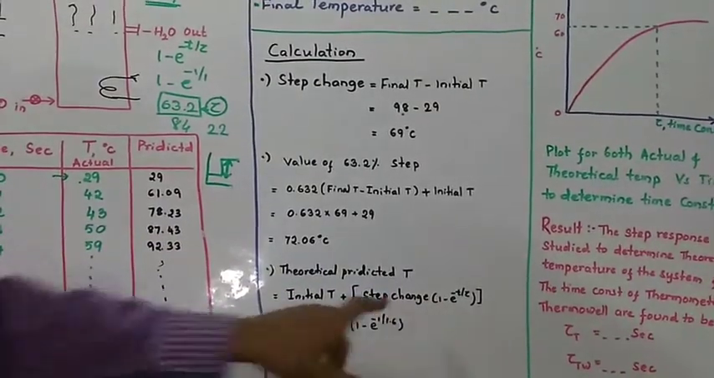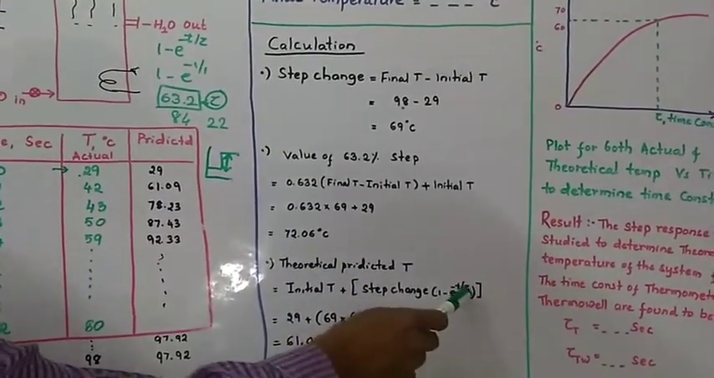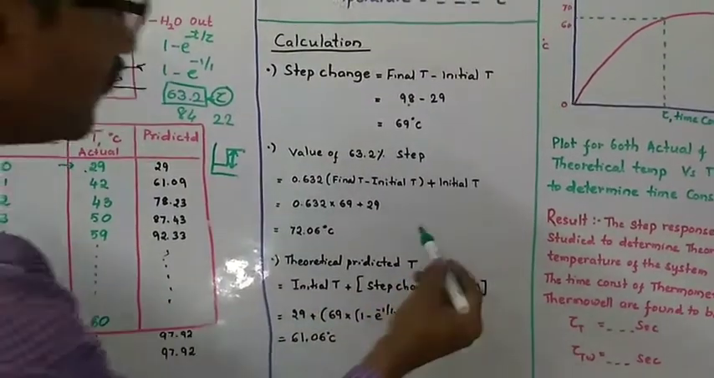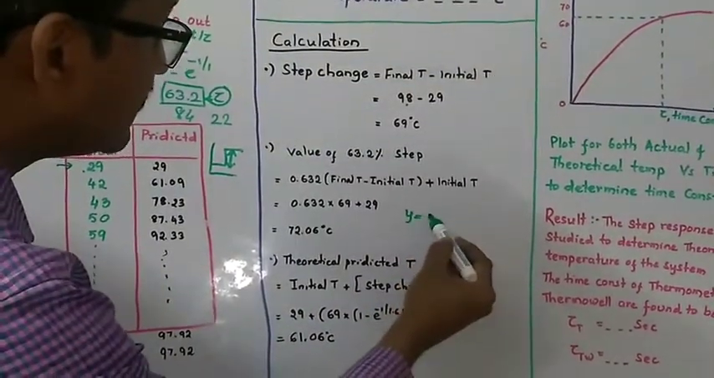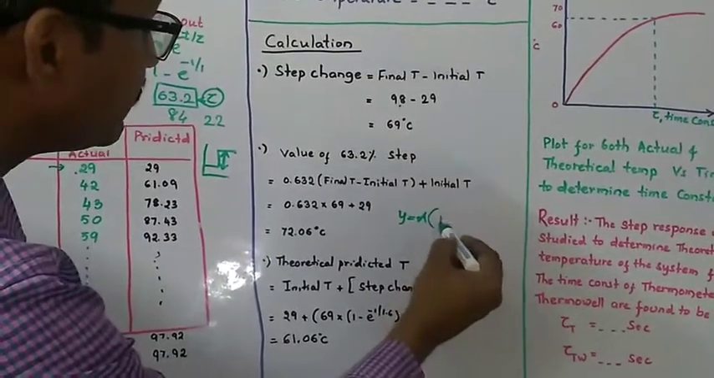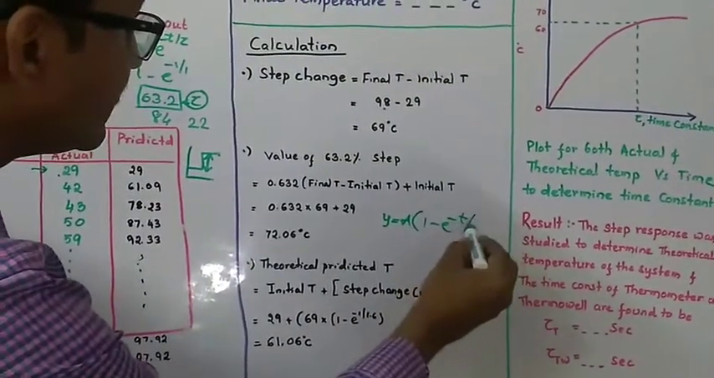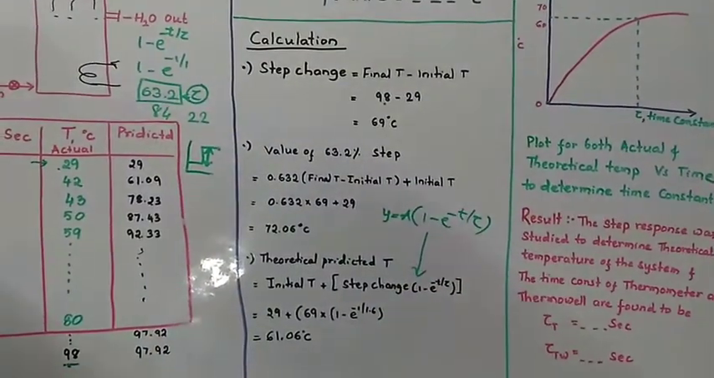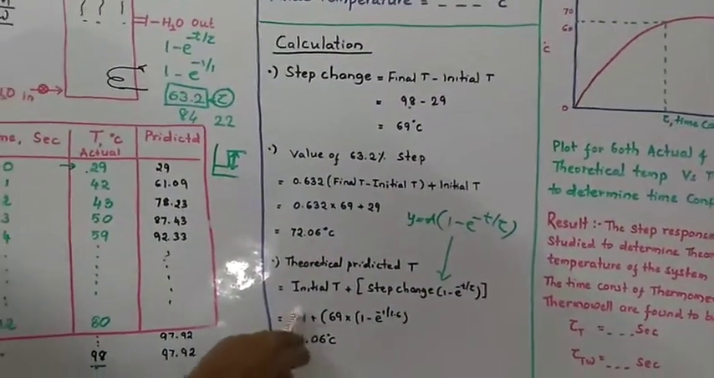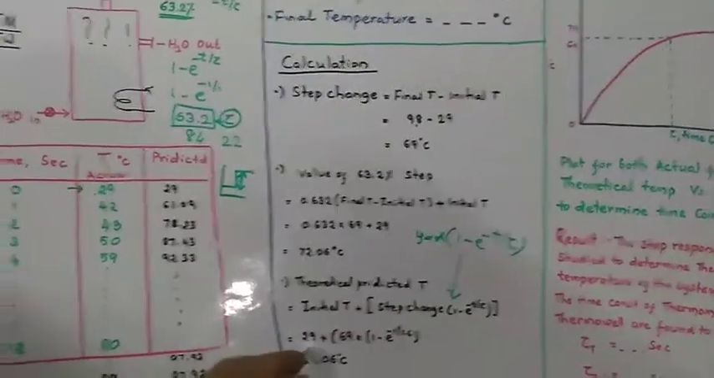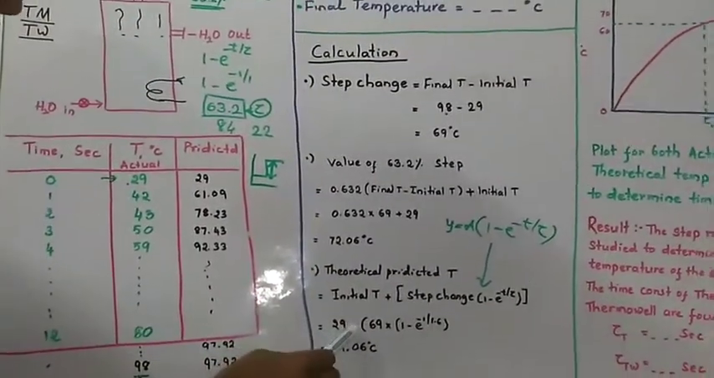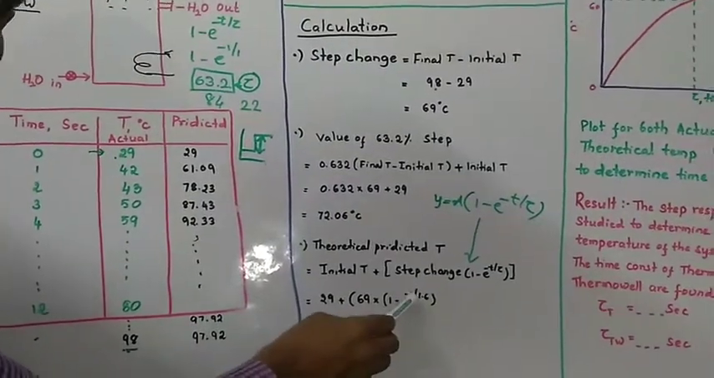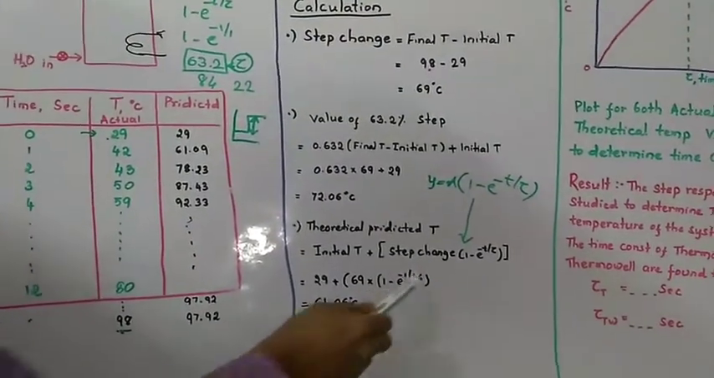The theoretical predicted temperature is given by the initial temperature plus the step change. You can see here the step change is nothing but 1 minus e to the power of minus t by tau. I have already shown this response because y is equal to 1 minus e to the power of minus t by tau. Same thing. So the initial temperature should be considered because it is not starting from 0, it is starting from 29. So 29 should be added plus the step change 69 times 1 minus e to the power of minus t by tau. So what is tau?